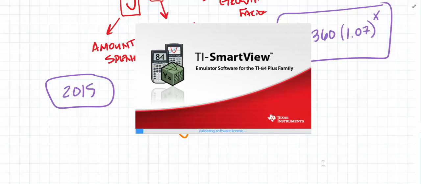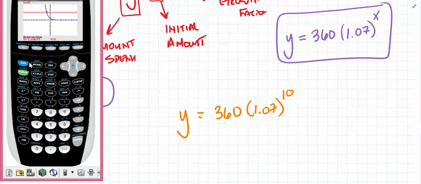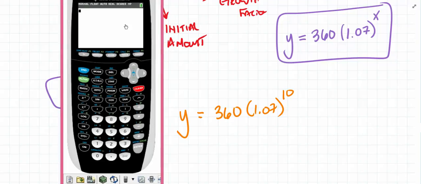All right, here we go. So I'm on the blank home screen here, and I want to run 360 times 1.07 to the 10th power. So here you go, 360, parentheses. I'm really just going to enter it the way I see it. I'm going to go 1.07, and then I'm going to do a caret. Notice when I hit the caret, it gets me up to that exponent, and my exponent is 10.